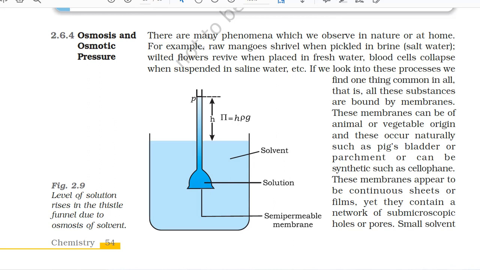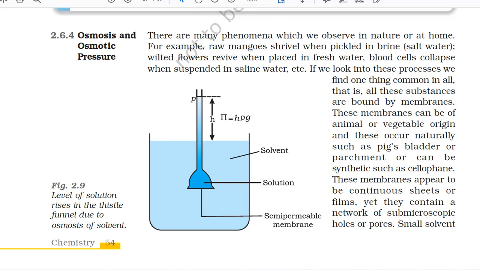2.6.4 Osmosis and osmotic pressure. There are many phenomena which we observe in nature or at home. For example, raw mangoes shrivel when pickled in brine, that is, salt water. Wilted flowers revive when placed in fresh water. Blood cells collapse when suspended in saline water, etc. If we look into these processes, we find one thing common in all. That is, all these substances are bound by membranes.